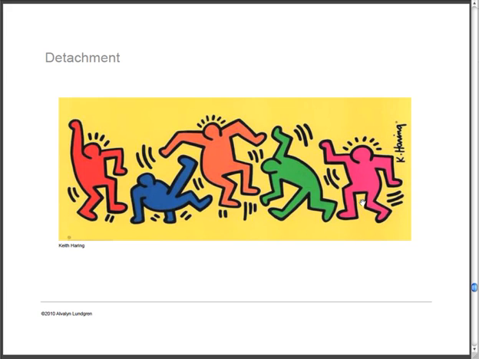Detachment. All these figures in the Keith Haring illustration are separate and detached from each other. Nothing's overlapping. They are all working on the same visual plane, flat space.